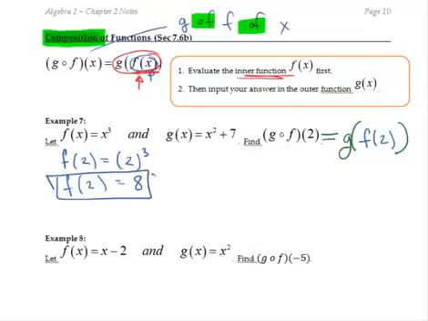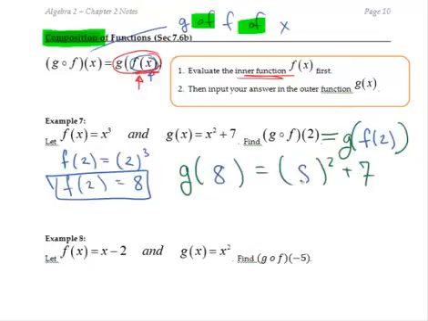So this statement is going to help us with this piece. So now take your g function, g of blank equals blank squared plus 7. And now we're going to input f of 2 in here. And what was that f of 2 equivalent to? It was equivalent to 8. So we're going to put in 8 and 8. So now we say g of 8 equals 8 squared, which is 64, plus 7. 64 plus 7 is 71.